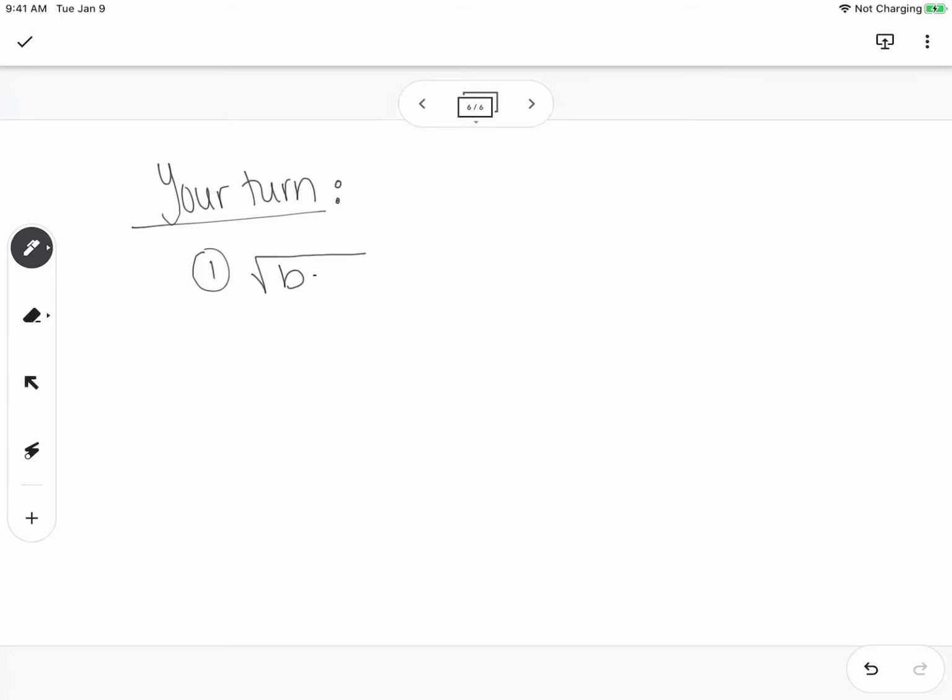Square root of b minus 5 equals 4. So pause the video, work that out, unpause the video, and see if you got it correct. All right, so you are back. This is a square root. Simple square root means I would square both sides to solve it.